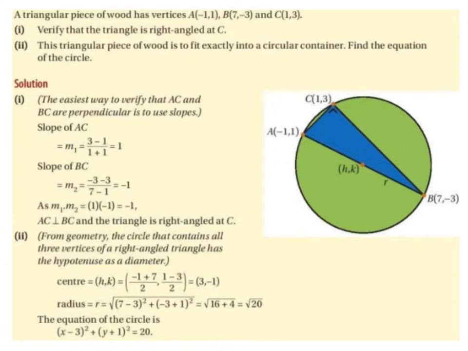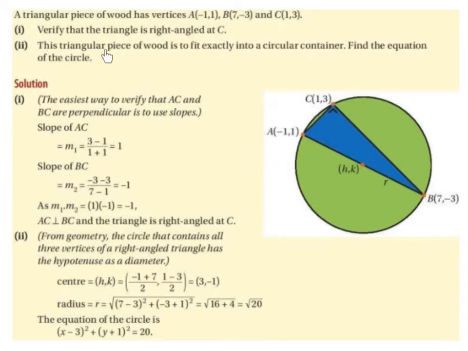Next we're going to get the slope of BC. So we label our point B (x1, y1) and our point C (x2, y2), and again we substitute into the slope formula, y2 minus y1 divided by x2 minus x1. We end up with minus 3 divided by 7 minus 1, which gives us minus 1. As m1 multiplied by m2 equals 1 multiplied by minus 1, which gives us minus 1, AC and BC are perpendicular, and the triangle is therefore right angled at the point C. So perpendicular slopes multiplied together will always give us minus 1.